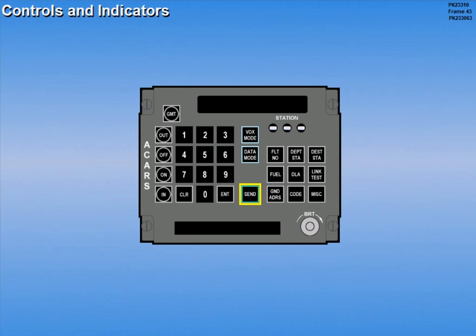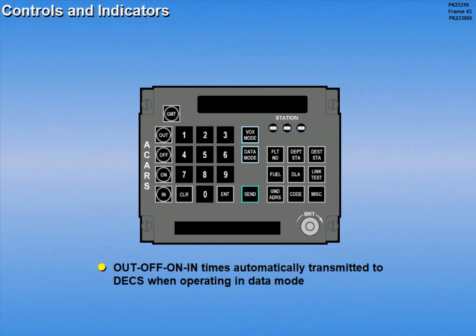Notice that the send key is located below the data mode key. In data mode, the send light illuminates anytime a crew-initiated or auto message is being transmitted to a ground station. The send light illuminates momentarily when switching between voice and data mode. Out, off, on, and in times are automatically transmitted to decks when operating in data mode.